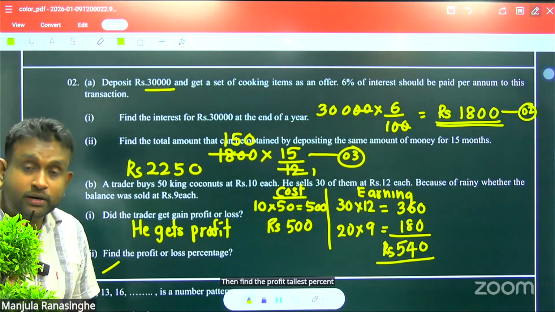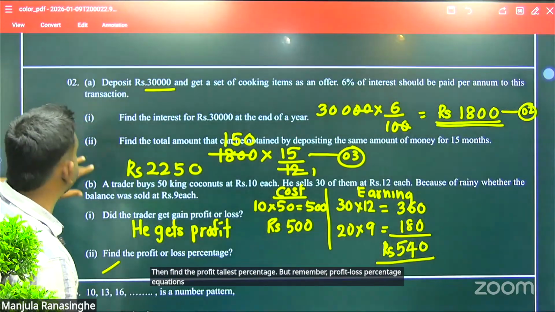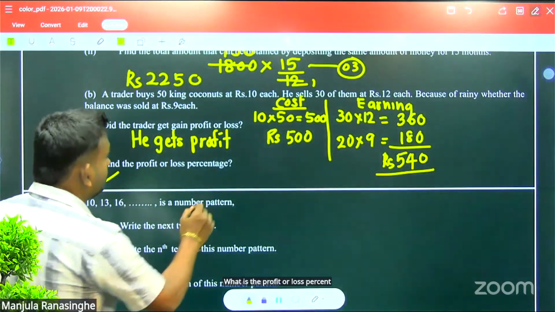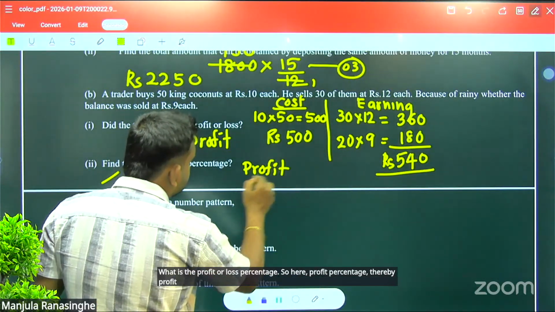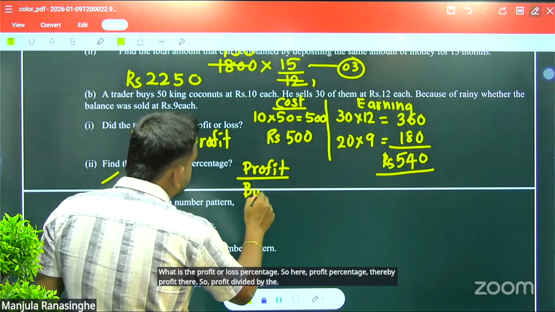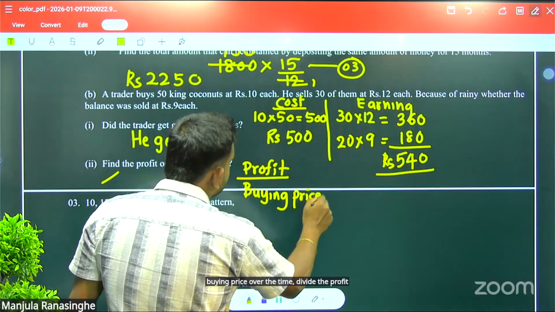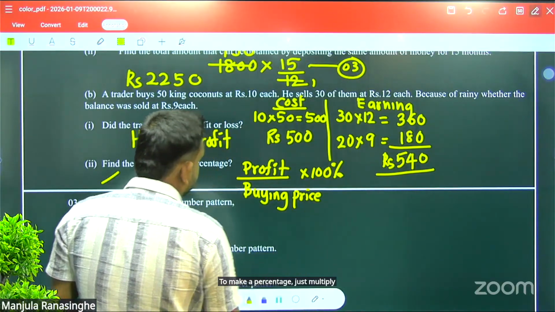Then find the profit or loss percentage. Remember the profit loss percentage equations I have told you above also. What is the profit or loss percentage? Profit percentage is based on the profit. So profit divided by the buying price all the time. Divide the profit by the buying price. To make a percentage, just multiply with 100%.